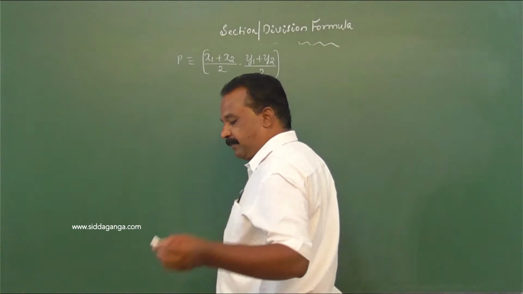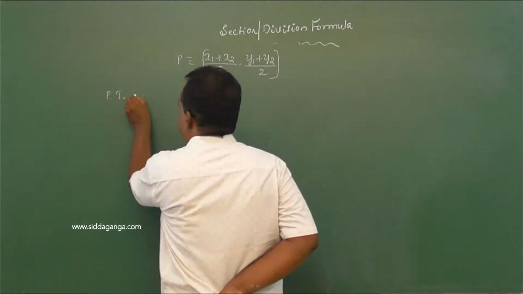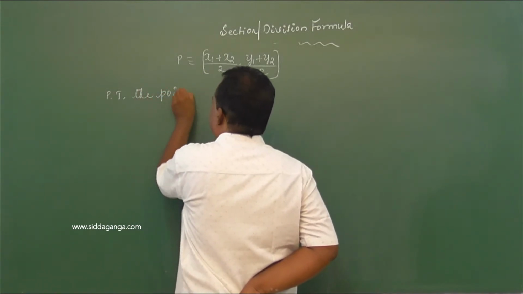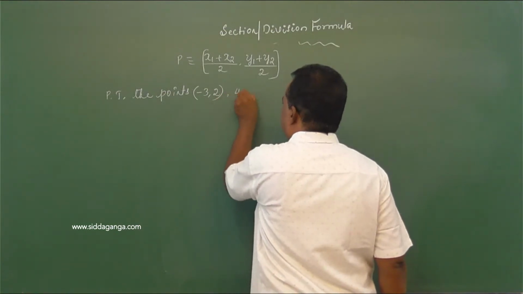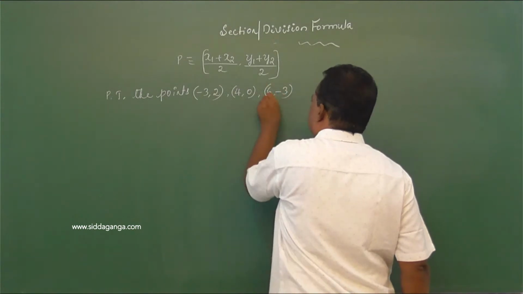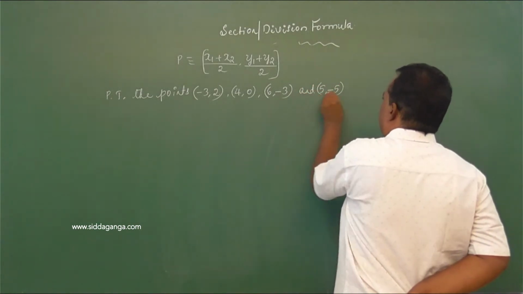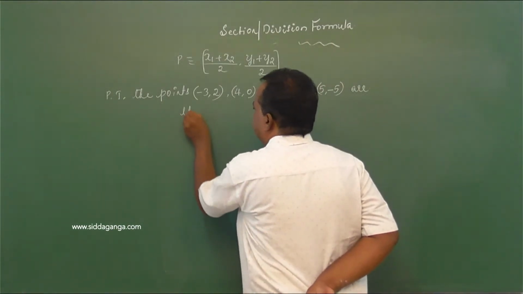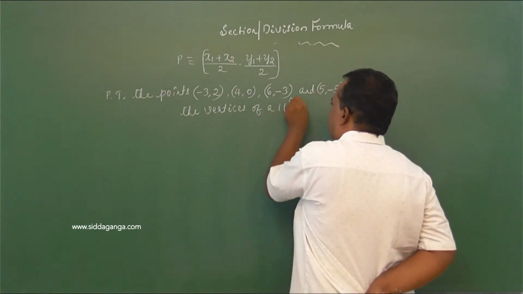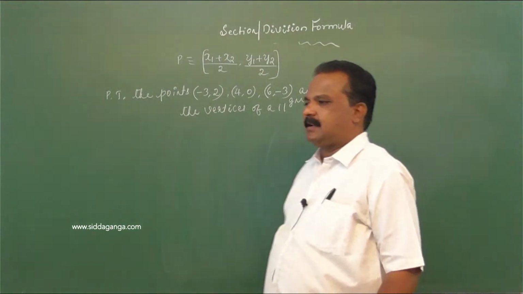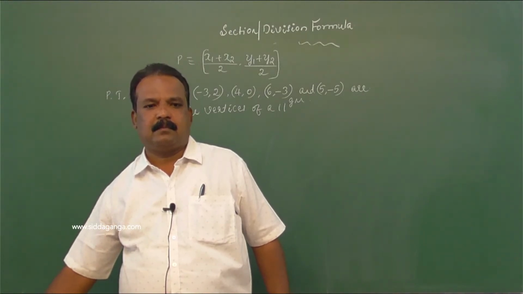Now let us take the application of the midpoint formula in one problem. Prove that the points -3, 2; 4, 0; 6, -3; and 5, -5 are the vertices of a parallelogram. Okay.